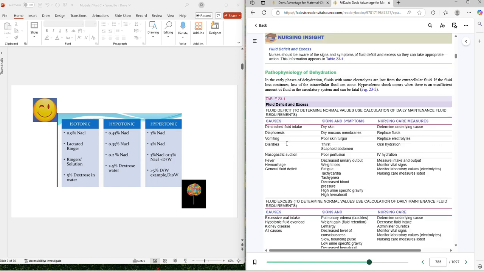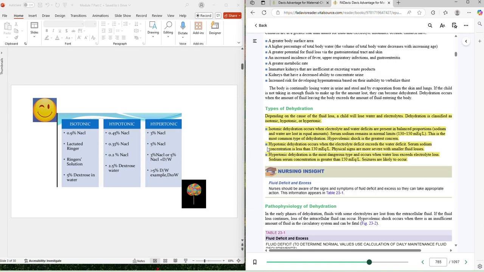So let's go back up here and look at the different types. Hypotonic is where we have more water than sodium. So what type of fluid would we give a hypotonic dehydration patient? We would give them hypertonic fluid to even that out and make them isotonic, okay? Not dehydrated, but isotonic, like even. So we're adding more sodium to the hypotonic dehydrated patient because they have more water and less sodium.